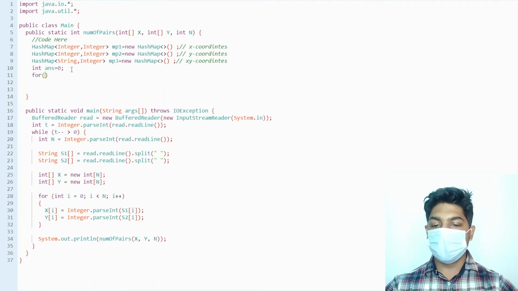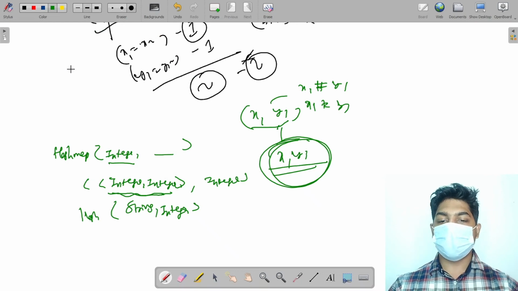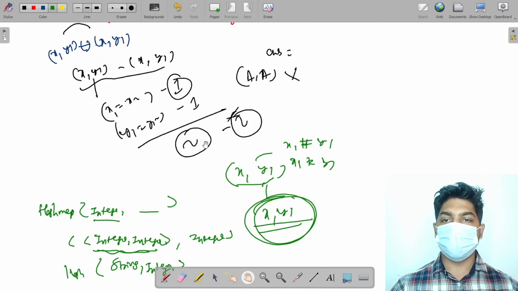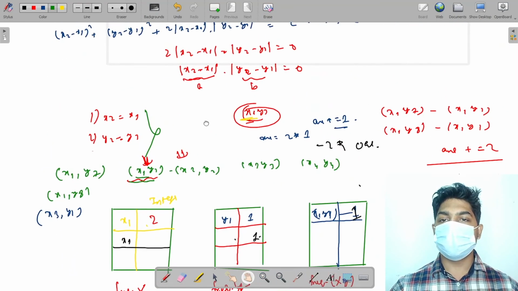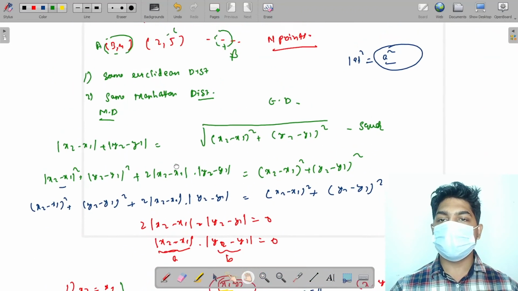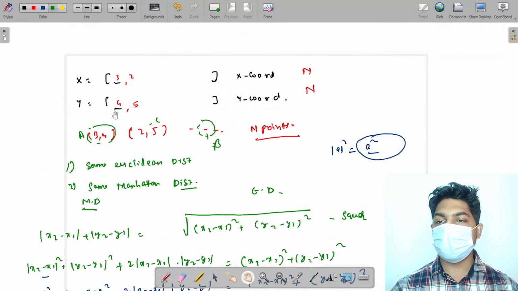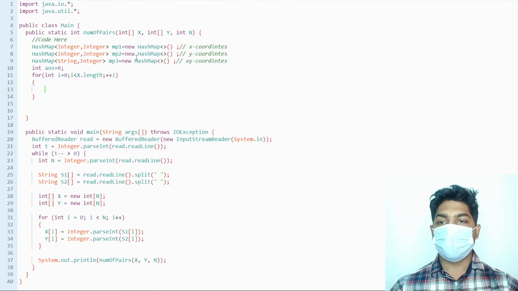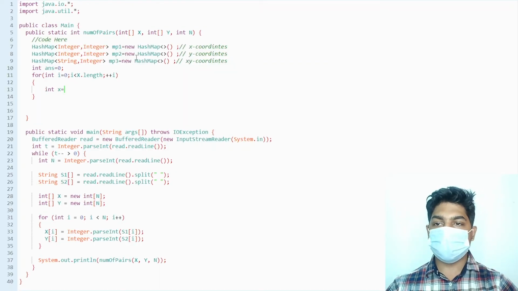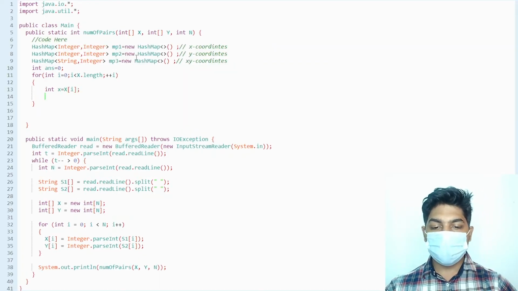One by one we will iterate. So we will go for integer i equals to 0, i less than x dot length, plus plus i. We will get the points one by one. The x coordinates of our points will be stored in the x array, and the y coordinates will be stored in the y array. So let's find the coordinates. The x coordinate will be x of i, and the y coordinate will be y of i.